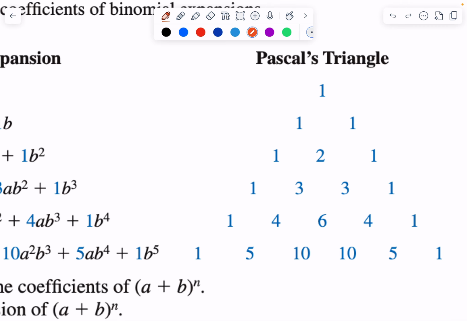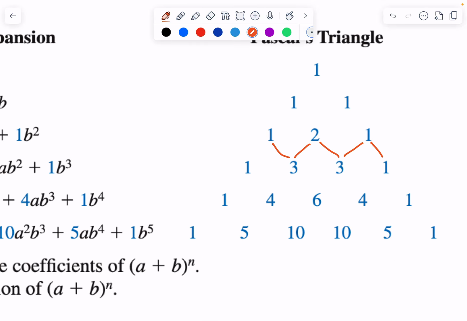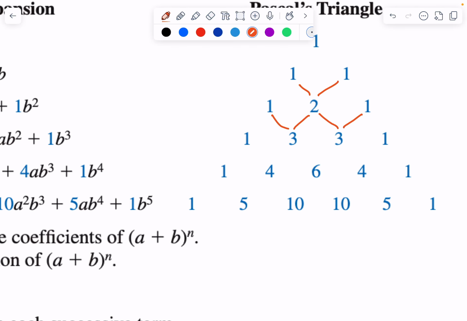First of all, 1 plus 1 gives me 2. 1 plus nothing gives me 1, okay? If we were to continue the process, 1 plus nothing gives me 1, but 1 plus 2 gives me 3, and 2 plus 1 also gives me 3. 1 plus nothing gives me 1, okay? Keep going. 1 plus nothing gives me 1. 1 plus 3 gives me 4. 3 plus 3 gives me 6. 3 plus 1 gives me 4, and so on.